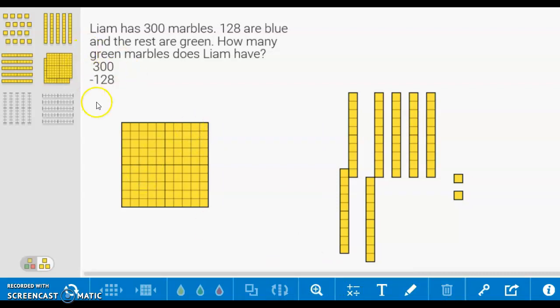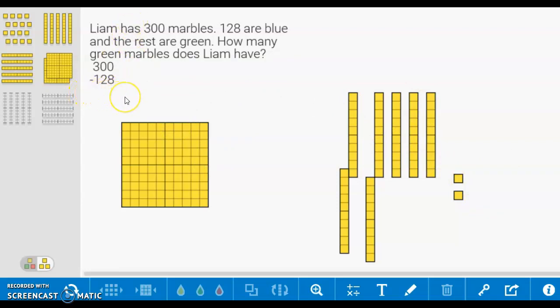And now that you see that we have 100, and we have 7 tens, and we have 2 ones, this would represent 172. So the answer would be 172.